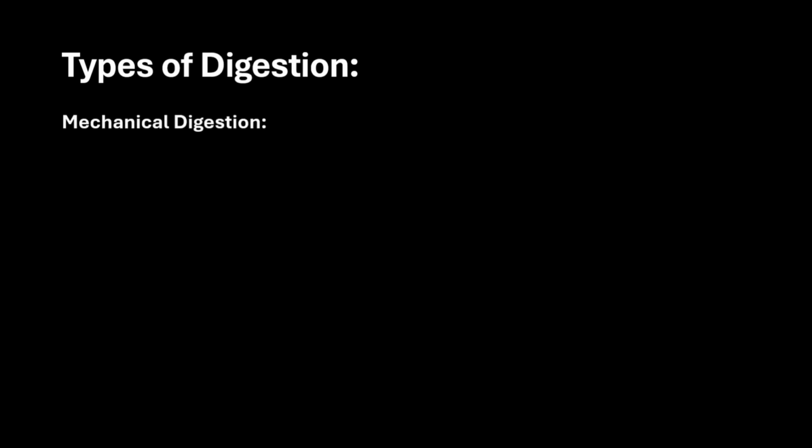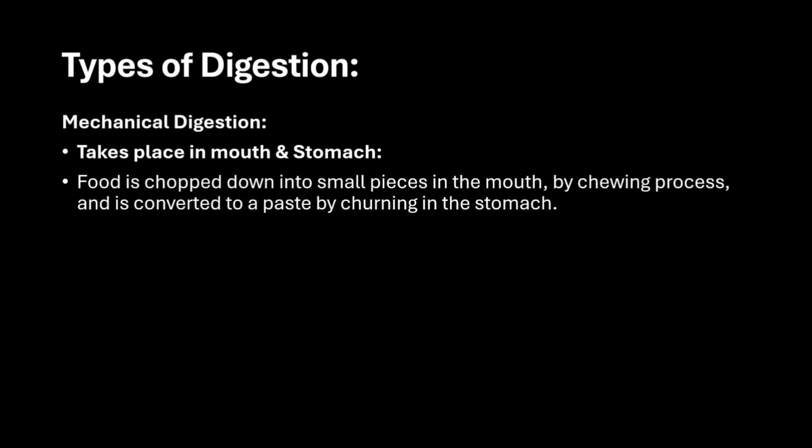The first type is mechanical digestion. This takes place in the mouth and the stomach. Let me tell you how. This starts the digestion process in our body. When we eat food through our mouth, the food is chopped down into small pieces by the chewing process, and it is converted to a paste by churning in the stomach. So this is mechanical digestion.